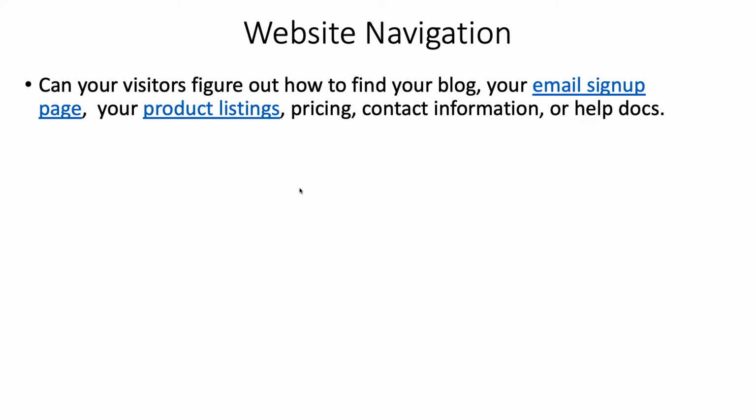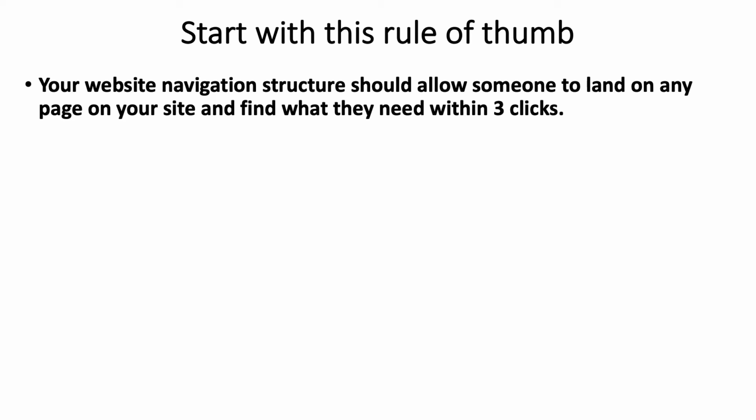Website navigation. Can your visitors figure out how to find your blog, your email sign up, your product listing, your pricing, your contact information, or help docs? But again, you have to know what it is you're trying to get your user to do before you can figure out if they can find out how to get to the target. Use this rule of thumb. Your website navigation structure should allow someone to land on any page on your site and find what they need in 3 clicks.